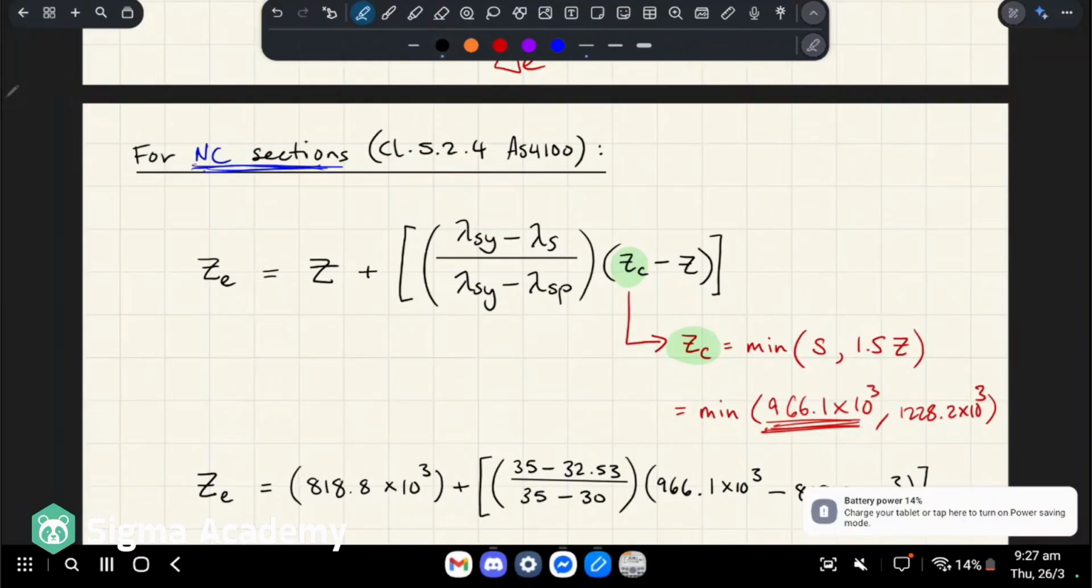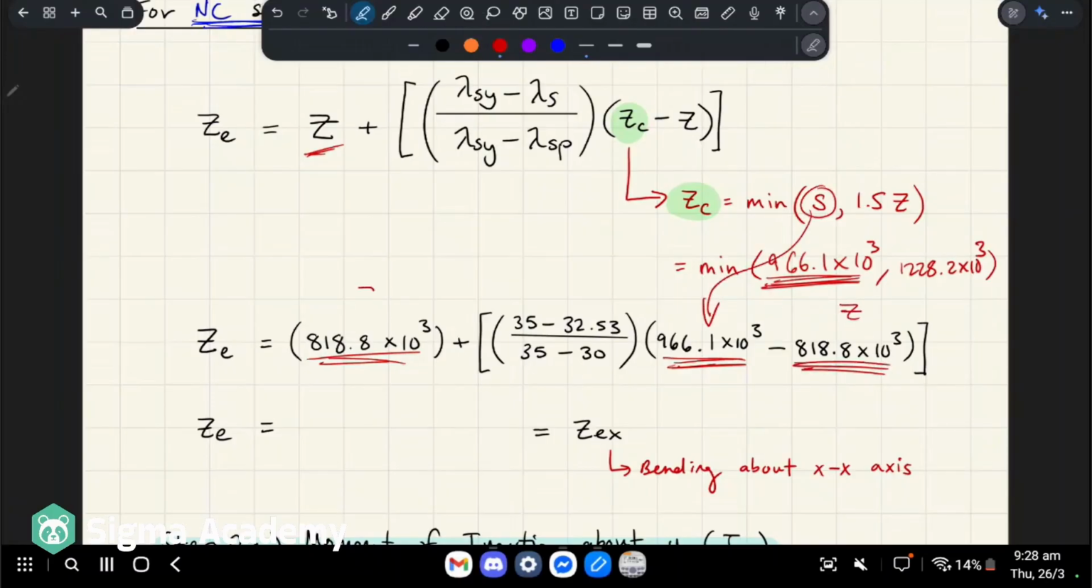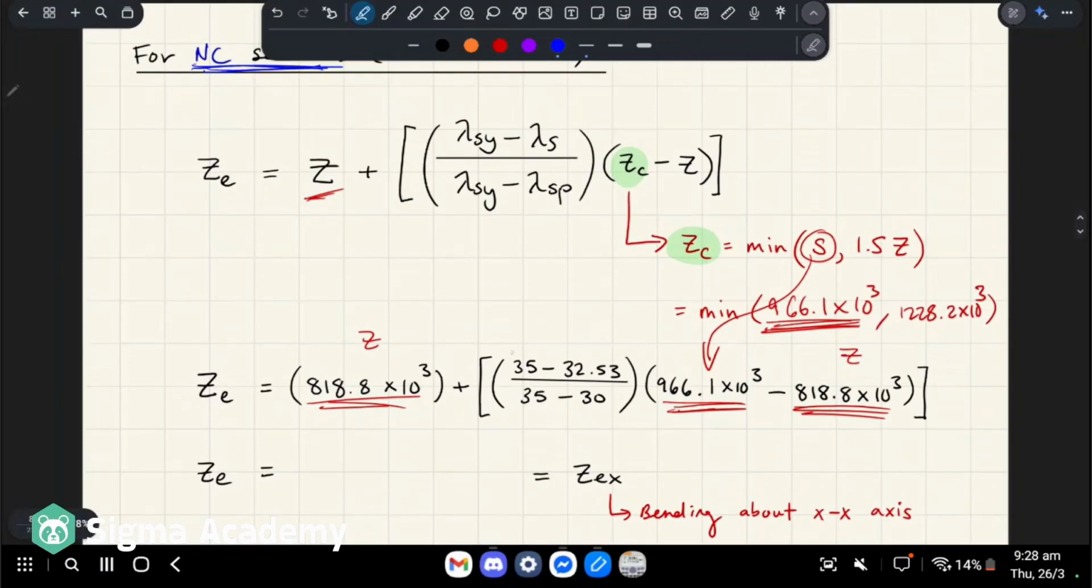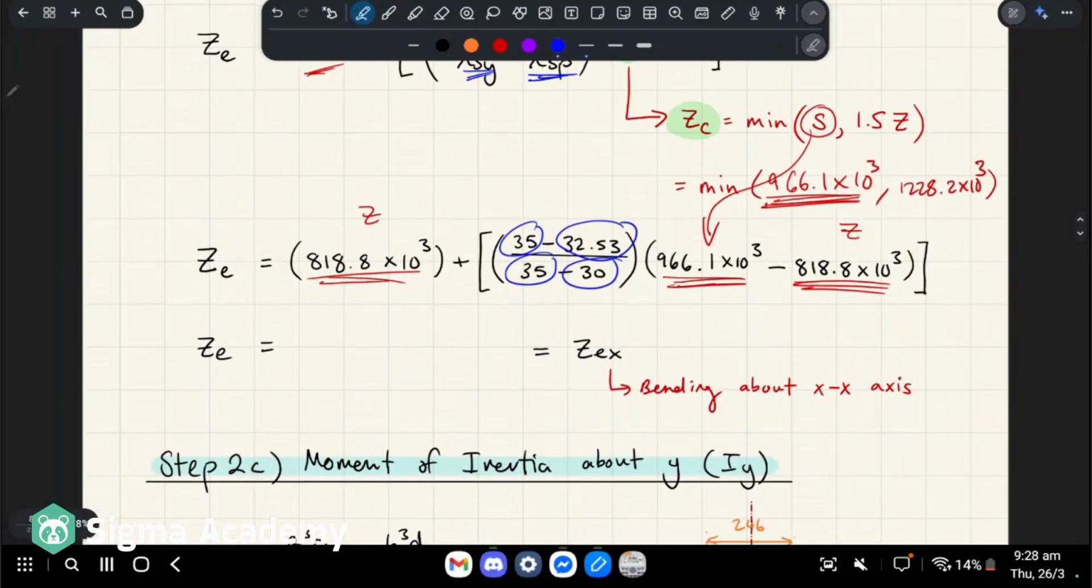Now we're doing the entire thing. So Z was this, we plug that in. This has basically just become S, right? So S goes into here, Z goes back into here. Now, these were all the values that we found for our section's yield and plasticity limits and the overall section slenderness, right? So that gives us this value here.